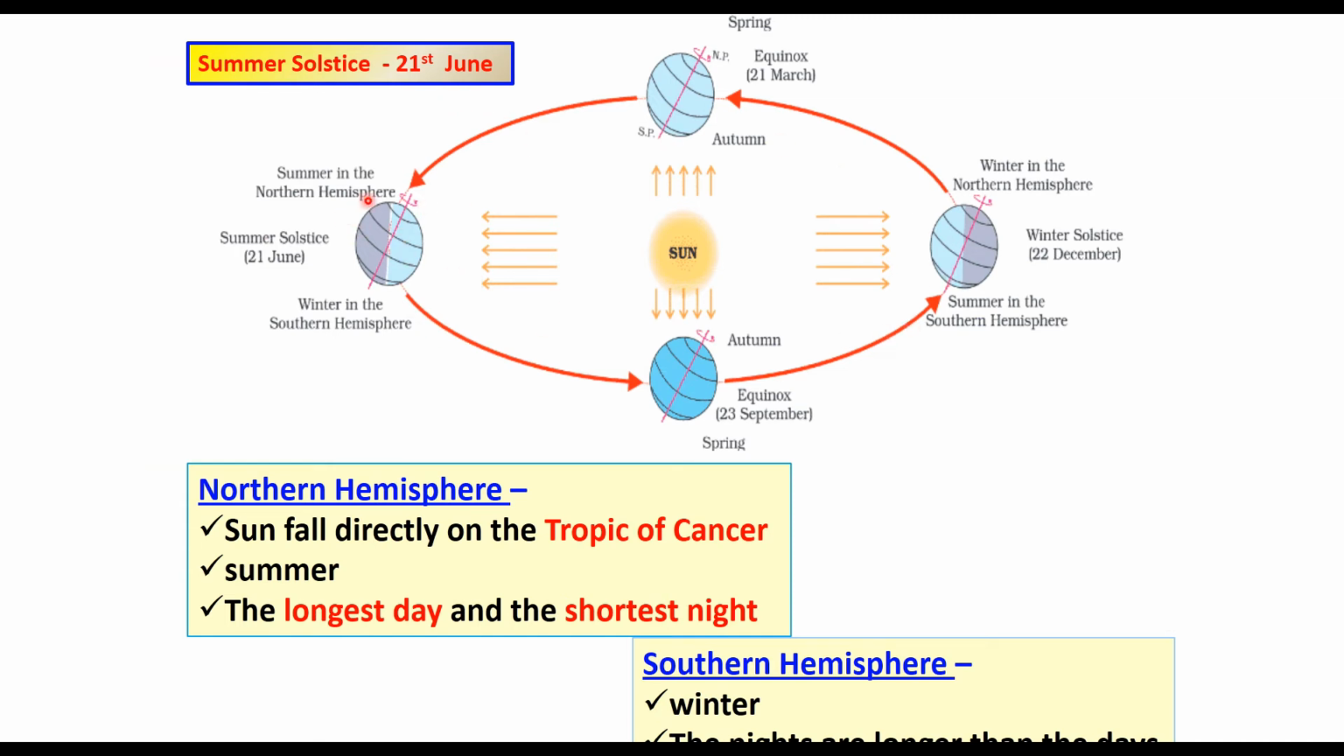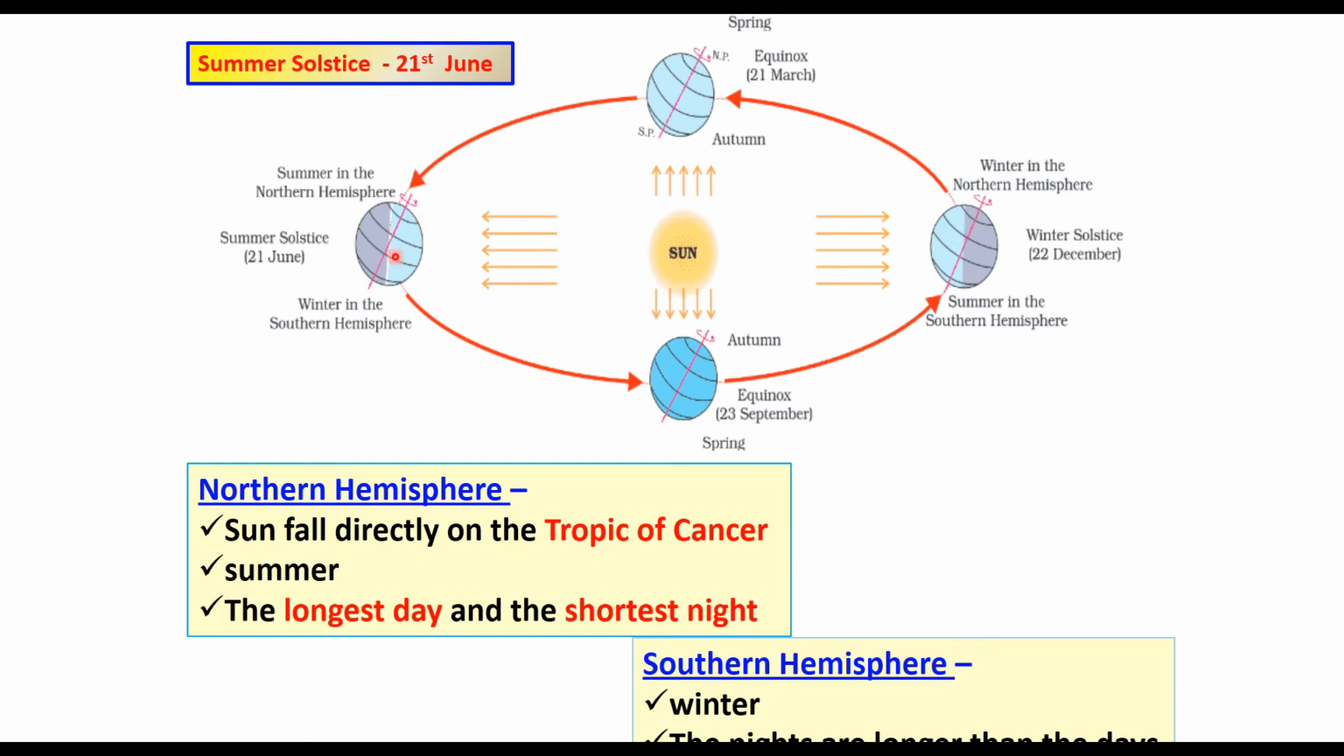On 21st June, the northern hemisphere is tilted towards the sun. The sun rays fall directly on the Tropic of Cancer. Hence, this area gets more heat, but the areas near the poles receive less heat as the sun rays are slanting. The North Pole is inclined towards the sun and the area beyond the Arctic Circle experiences continuous daylight for about 6 months. That means you have only day, not night in this region for about 6 months.